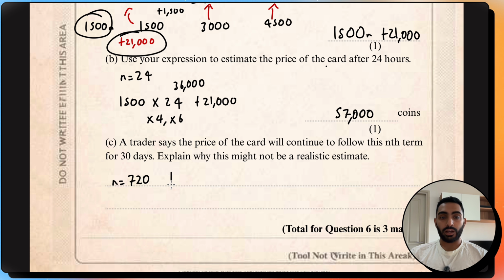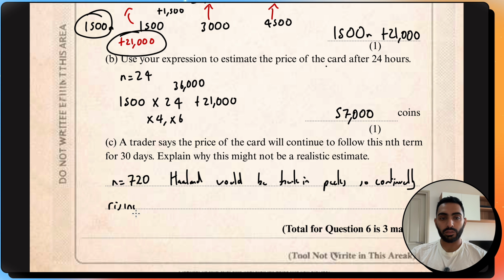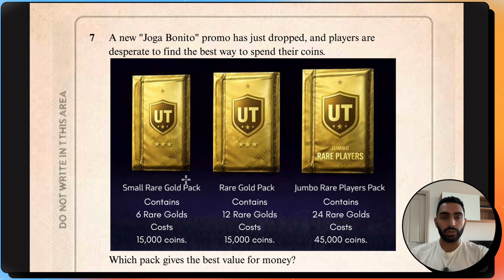So you could say Haaland would be back in packs, so continually rising would not be possible, or anything like that, just to say that it doesn't really make sense for his price to just continue going up forever.